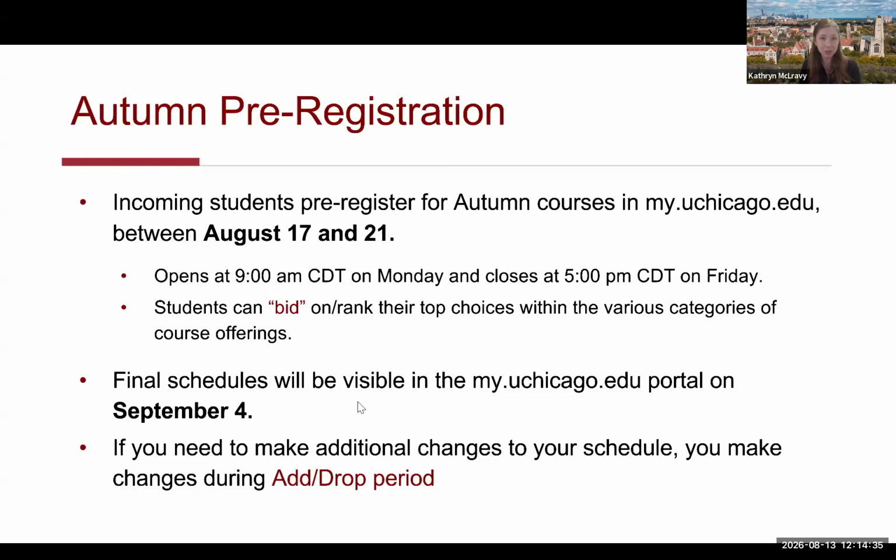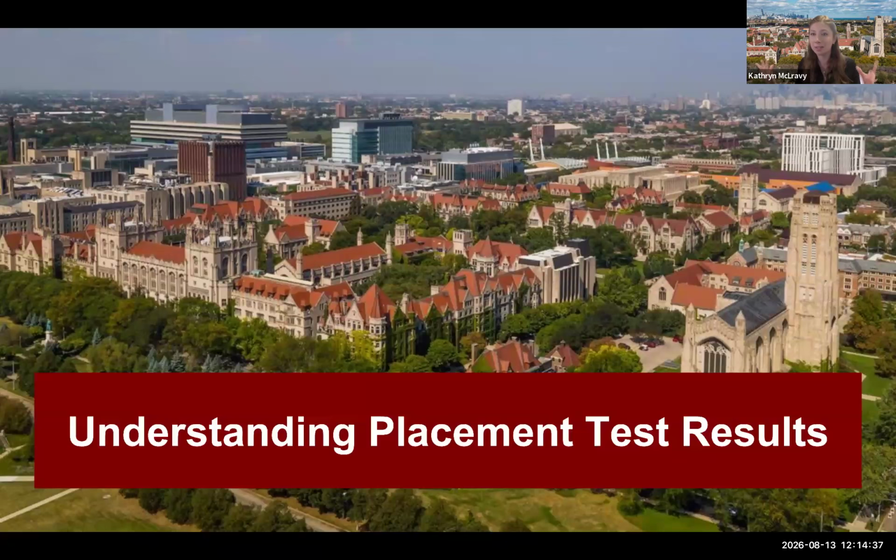Okay, so we did an overview about what our system is here, what that system is like, but it's also really important to know the exact classes that you would want to look at ranking for pre-registration. So we're going to pivot and then talk about your placement test results and maybe ranking one of those classes for pre-registration.